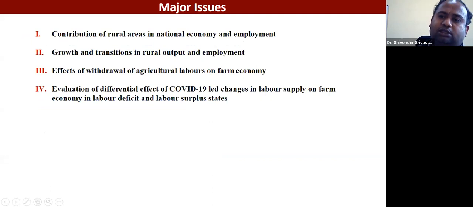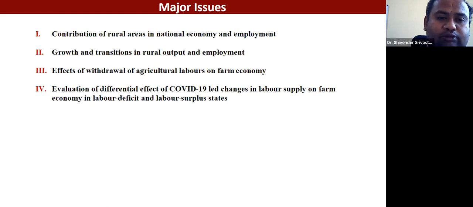Based on these things, what I have planned is to share the empirical evidences which we have generated from National Account Statistics and National Employment Surveys. First, the contribution of rural areas in the national economy and employment, as I showed with some indicators like population, workforce, and national output. We'll show some more evidences on that.